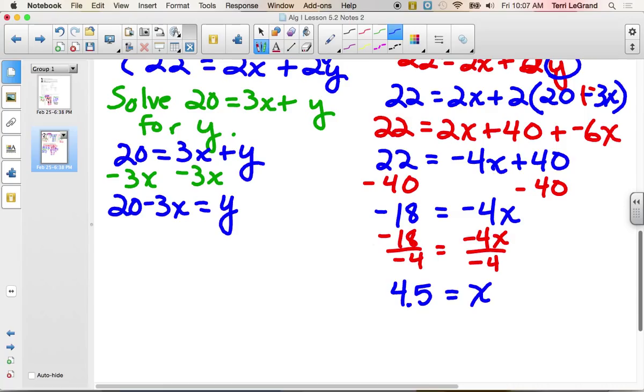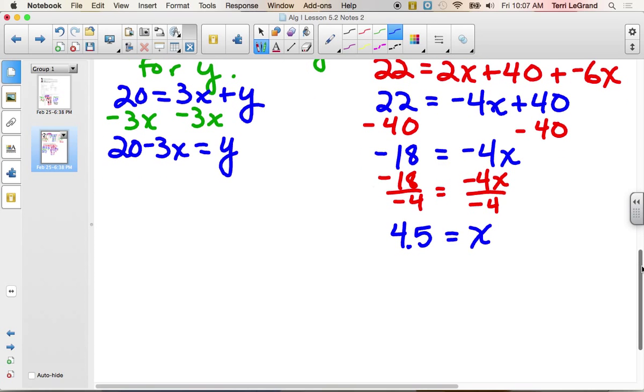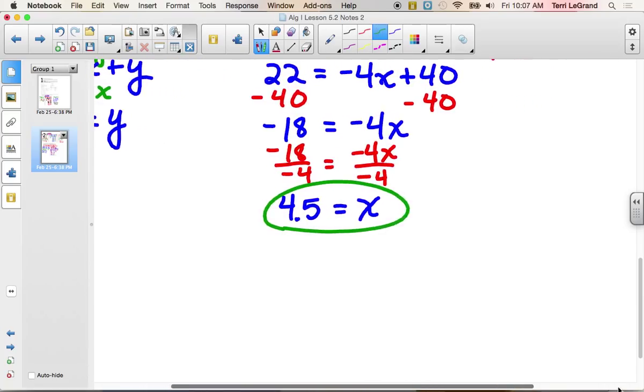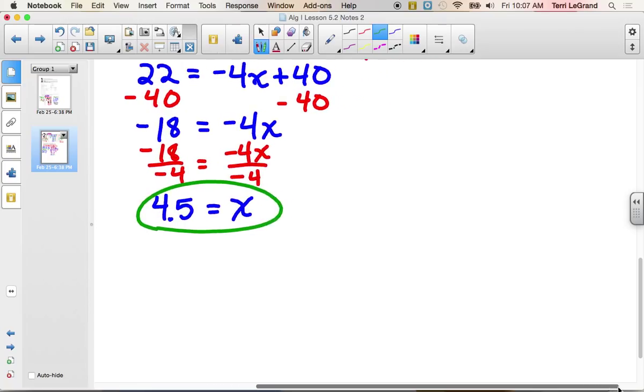Is that okay? Because what's X representing again? The cost of a used CD, so we just found out that it is $4.50. Okay, so now that we know that, we can move on and solve for what? Now we need to solve for y. Okay, so we're going to solve for y next.